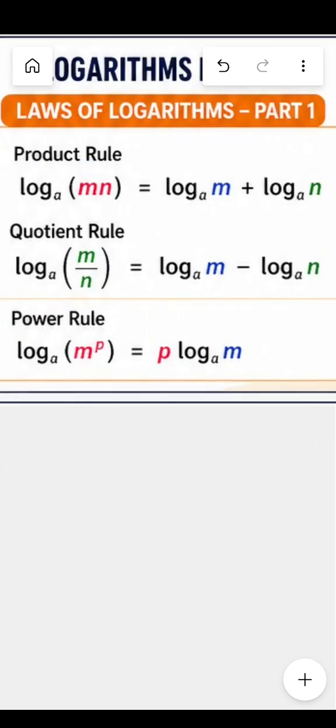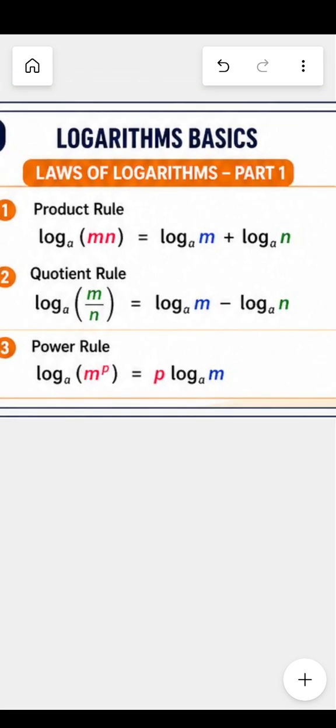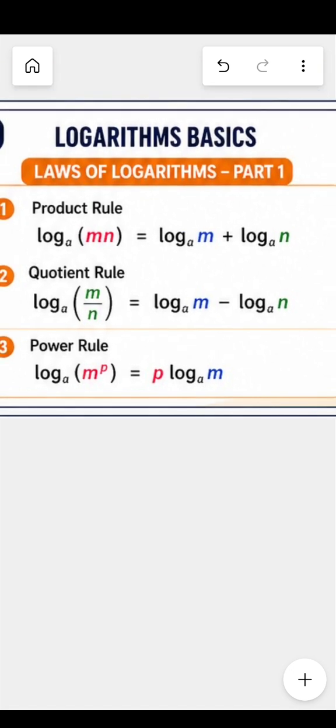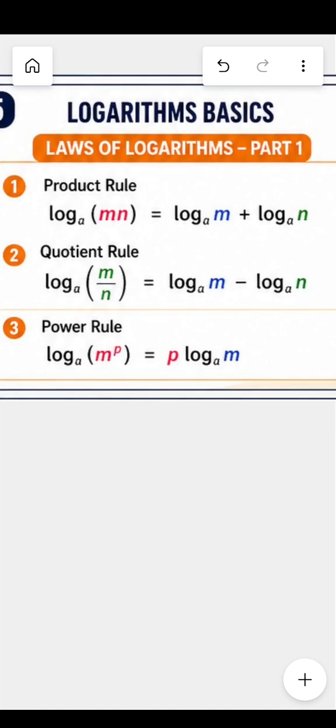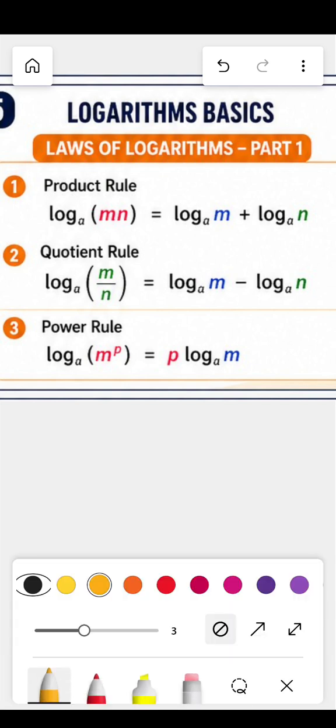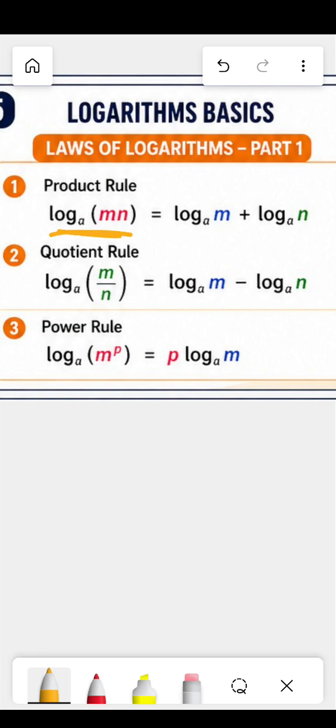Next, what are properties of logarithms? What are laws of logarithms? So we have 5 to 6 rules in logarithms. First one, product rule. What is the product rule? Log m into n is equal to log m plus log n.